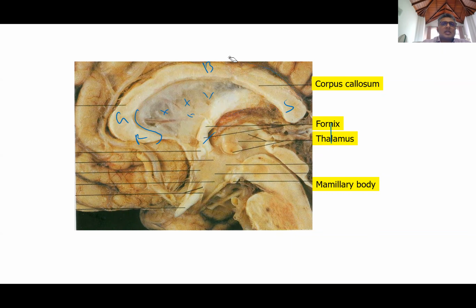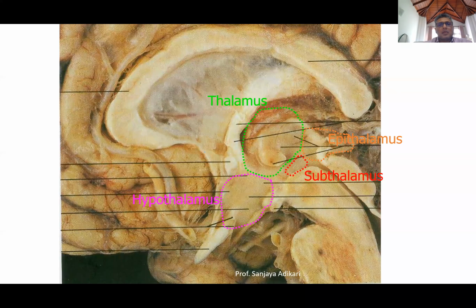Now the focus here is the diencephalon. The diencephalon is this area. If I enlarge this further, this is how you see it. Above is the thalamus, so this area is the thalamus, and this area is the hypothalamus. The pituitary gland is attached to the hypothalamus by the pituitary stalk, which is shown here.